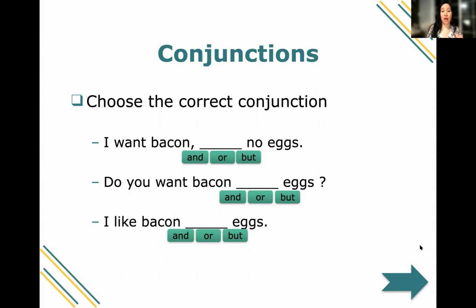I want bacon, comma, and no eggs, or no eggs, but no eggs. Now, what's the rule of conjunctions? You have to look at your what? Punctuation marks. We have a comma after the bacon. What would it be? But no eggs. Do you want bacon and eggs? Question mark. Do you want bacon or eggs? Look at your punctuation mark here. What is it at the end of the sentence? Or eggs, the question mark here. Now we have a full stop after eggs, or period.